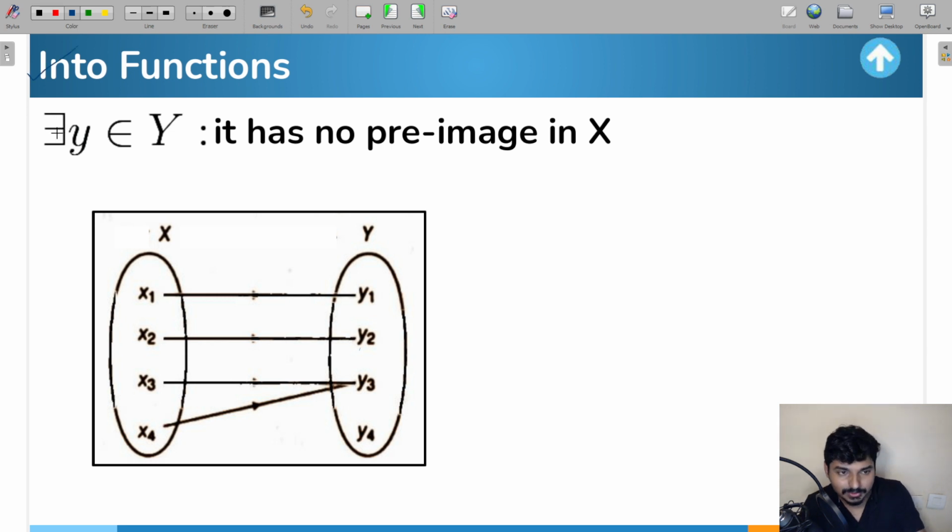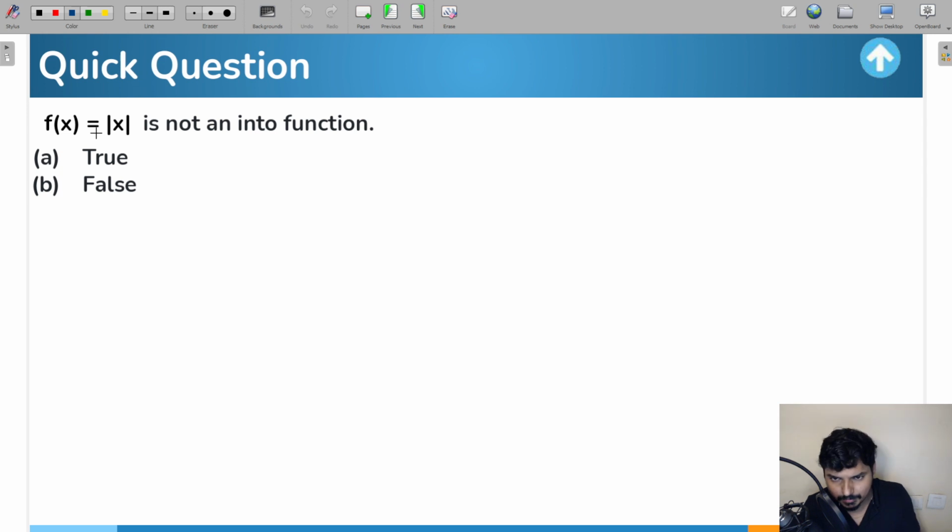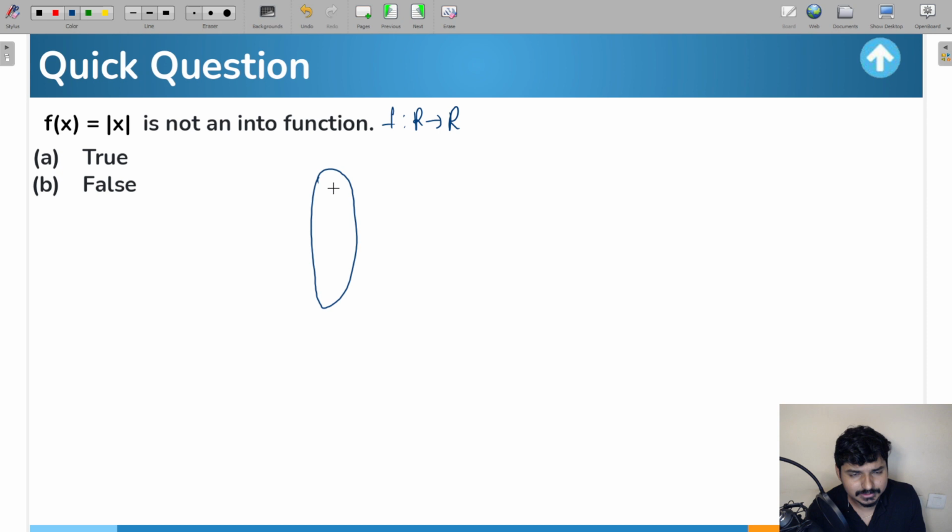Now let me go to the next question. You see this question, f of x is given as mod x. Will it be an into function? Let us say the function is defined from real numbers to real numbers. Now, how do we decide whether this is going to be an into function or not? Well, let me draw the Venn diagram. You see here.